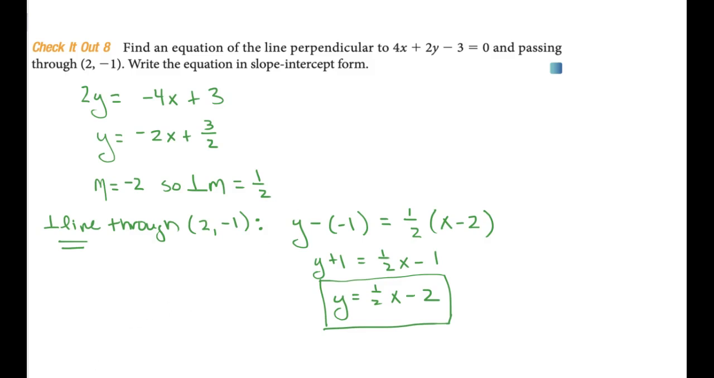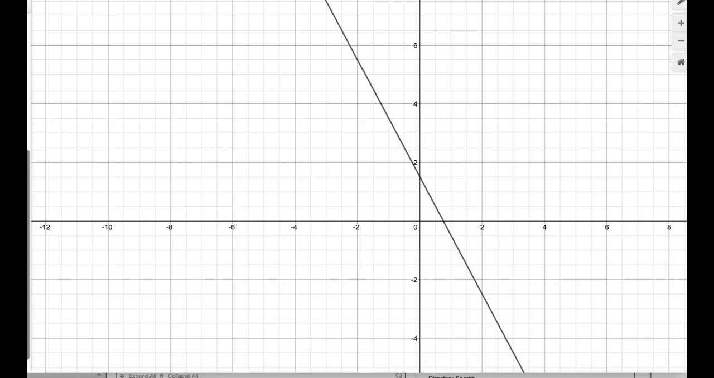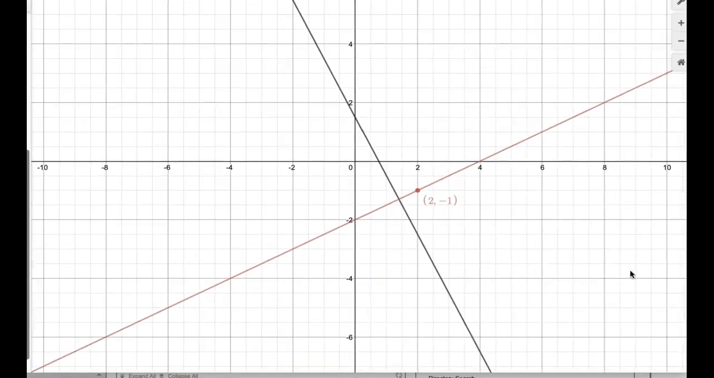And I wanted to show you what this looks like. So the original line is 4x plus 2y minus 3 equals 0. That's in black here. The point they want us to go through is (2, -1). And then the new equation that we came up with is y equals 1/2 x minus 2, and it passes through the point. Scoot that over a little bit so you can see it.